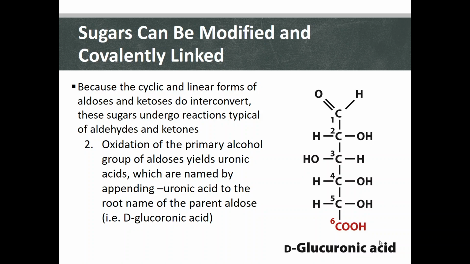So here, when you oxidize that C6 alcohol for any of your monosaccharides, you get what is called a uronic acid. And so we name accordingly by appending the uronic acid to the root name of the parent aldose. So D-glucose is D-glucuronic acid.